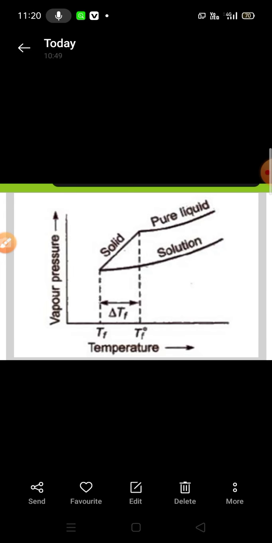The graph is plotted between the vapor pressure and the temperature, and we see two curves. First curve is the pure liquid and second curve is the solution. Tf will be the freezing point of the solution and T°f will be the freezing point of the pure liquid. And we see that the freezing point of the pure liquid is more than that of the solution. That means ΔTf = T°f − Tf.